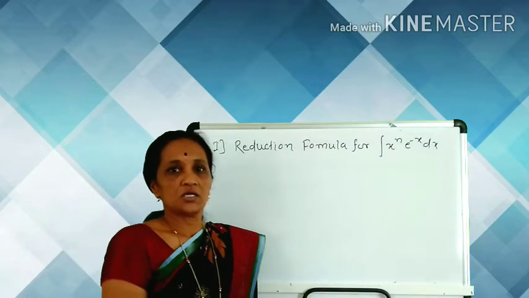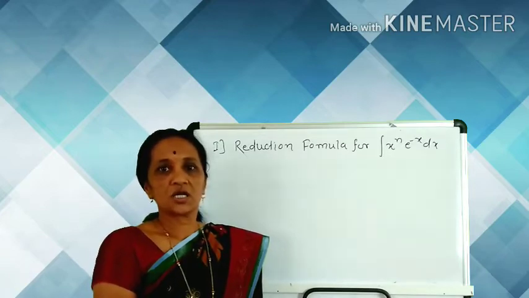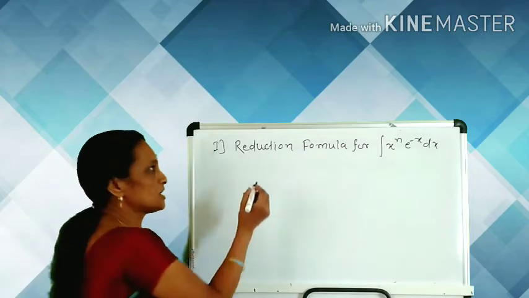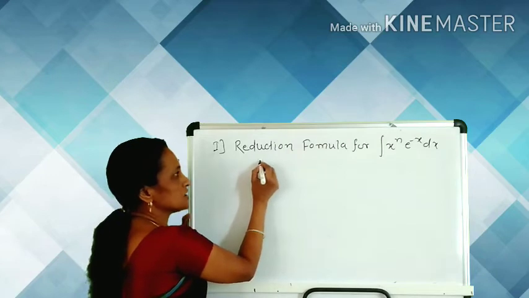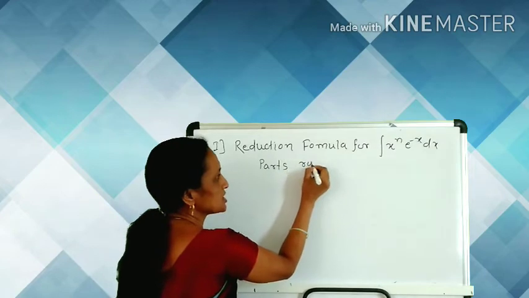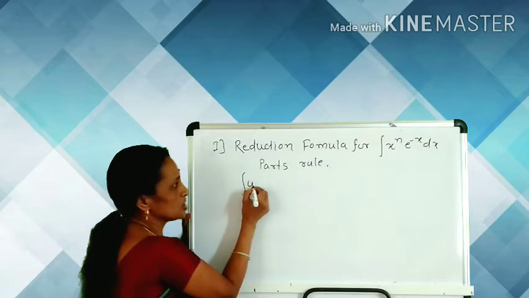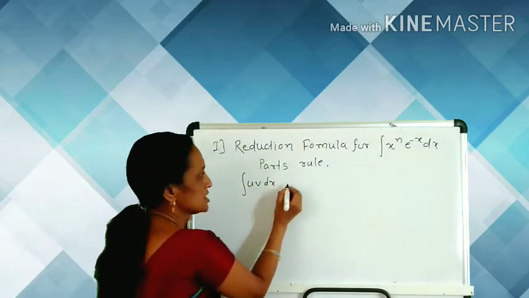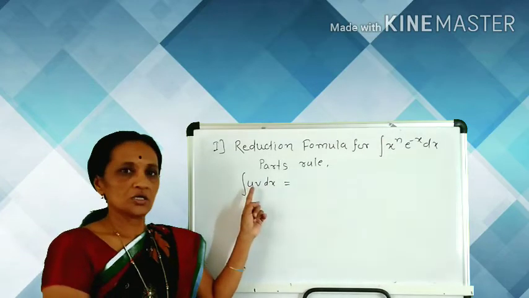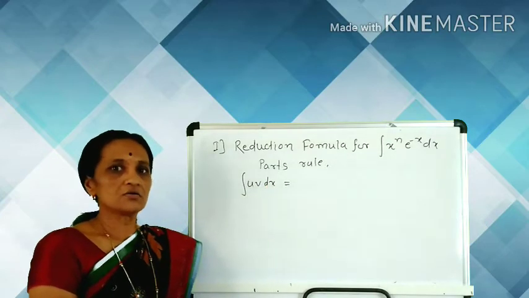And we know that in integration, if we integrate the product of two functions, that time we consider the parts rule. I write here the parts rule for the integration: the integration of uv multiplied by dx is equal to, here both u and v are functions defined in terms of x.